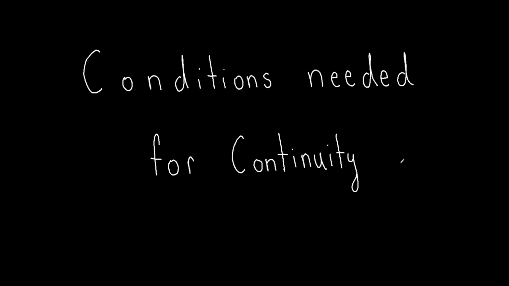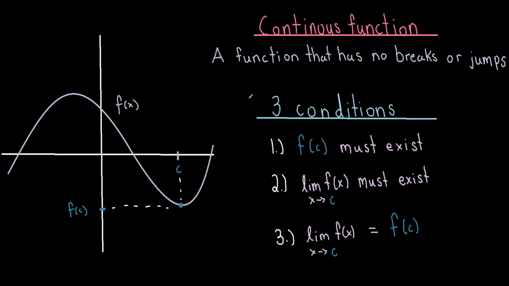In this video, we are going to discuss the definition of continuity and the conditions needed for a function to be continuous. The definition of a continuous function is a function that has no breaks or jumps. And in order for a function to be continuous at a point, it must follow all three conditions.